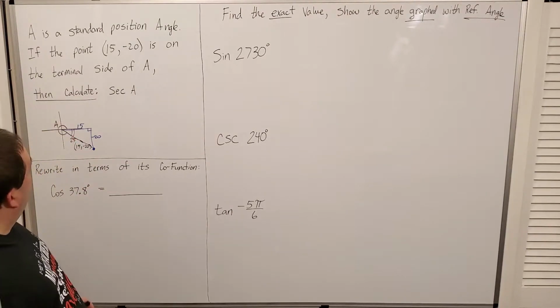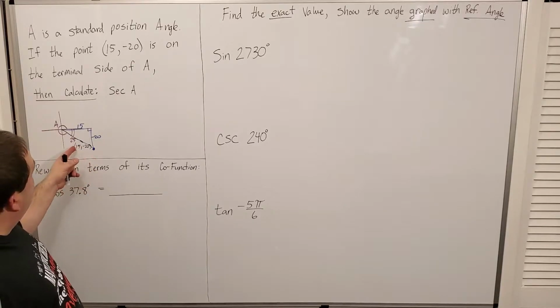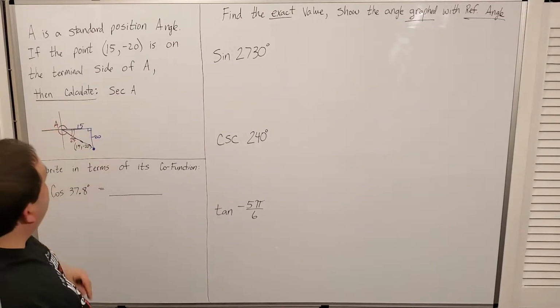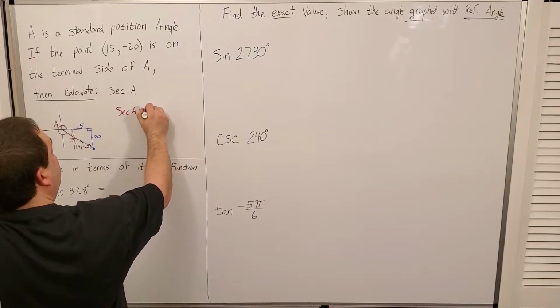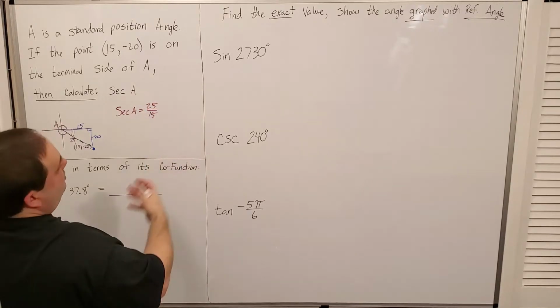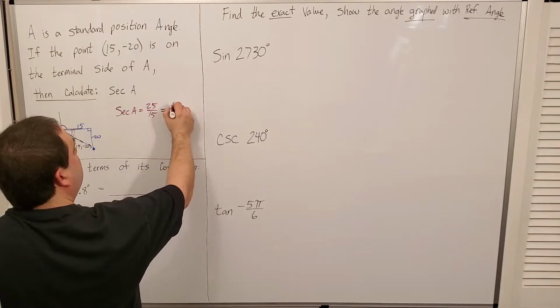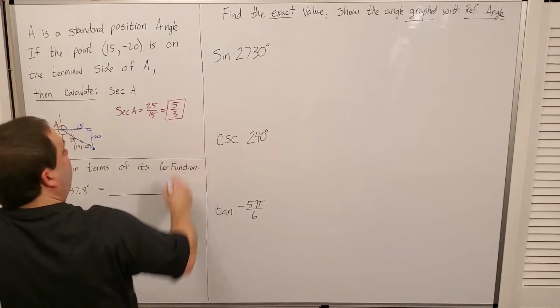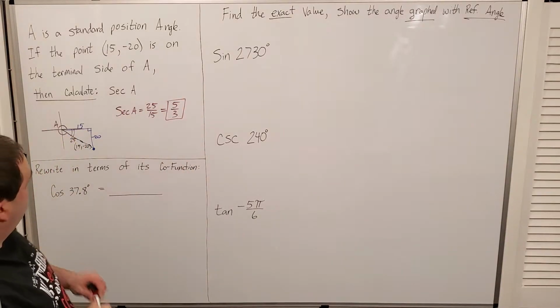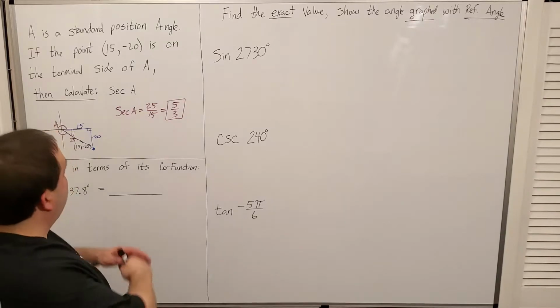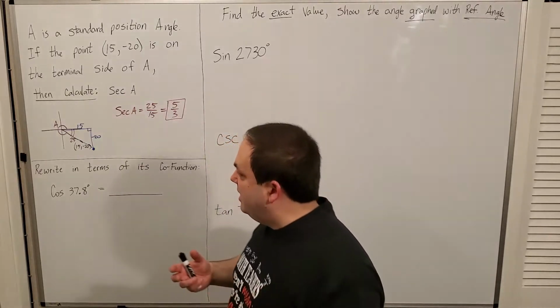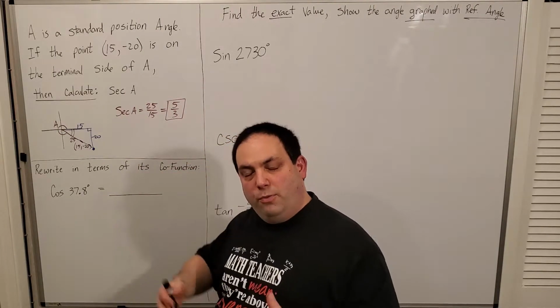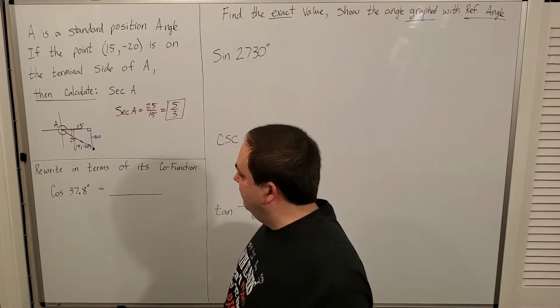Okay, so here, now that I know the hypotenuse is 25, the secant is just going to be 25 over 15, which, of course, we would want to reduce. And there's my answer for that one. Okay, so mostly terminology for that one and understanding the meaning of those words and how they help set up the problem itself.